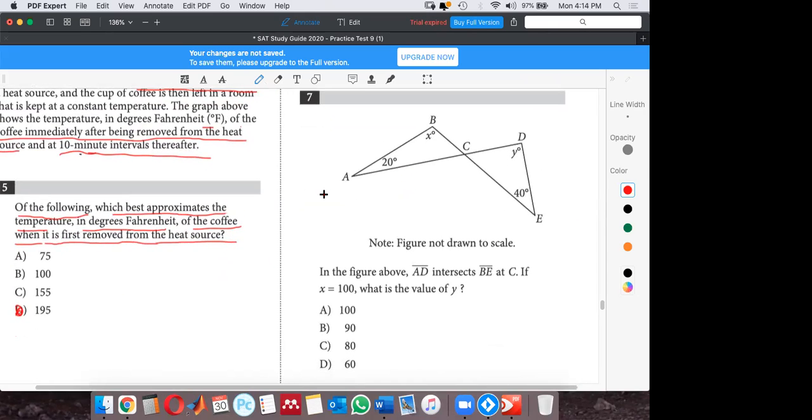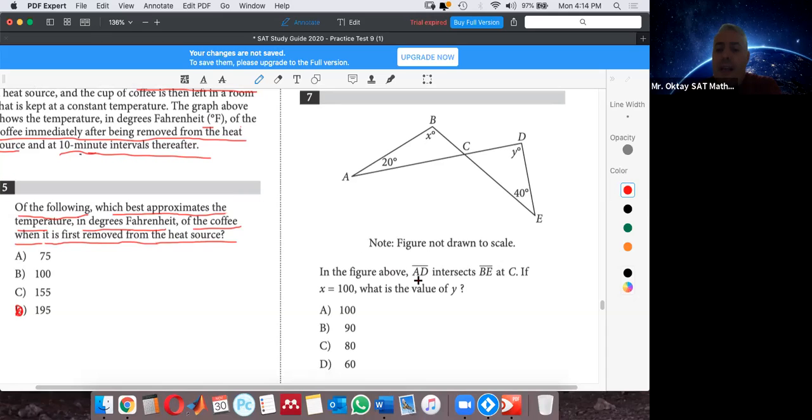Now, question number 7. In the figure, AD intersects BE. Very good. If x is 100, let us put this now as 100, and this 120, 120. So totally one triangle, how many degrees? 180 degrees. When you subtract, this is 60. If this is 60, can we say this is also 60 degrees, vertical angles? Yes, no?